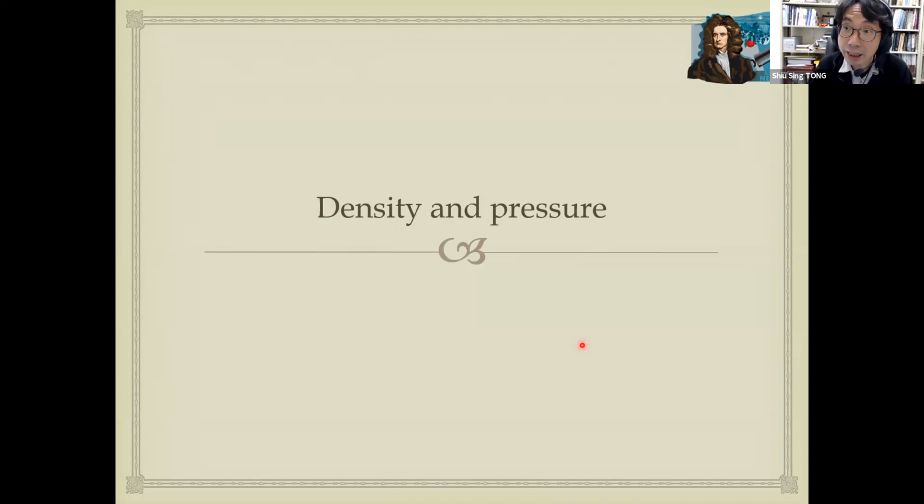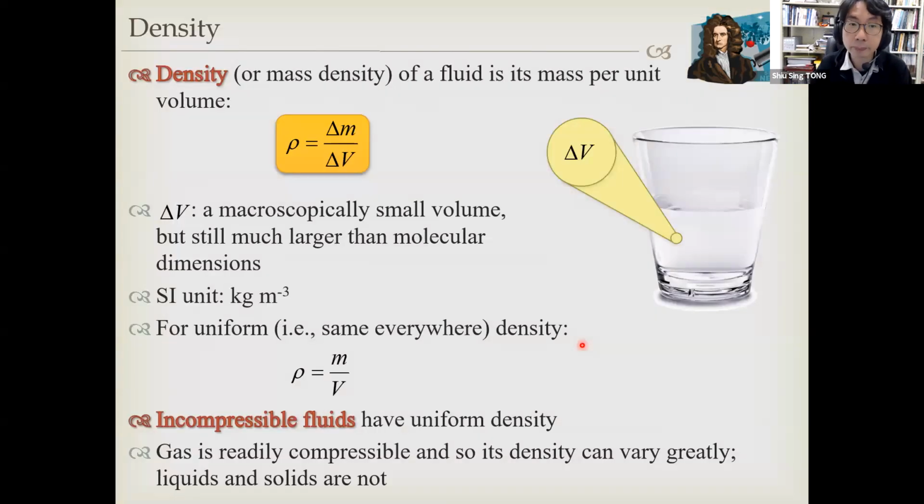First, we discuss density and pressure. I think all of you know about density, right? Density is the mass per unit volume. So if I have a small volume here and I measure the mass of matter in this small volume, I call it delta M. I divide delta M by the volume, delta V. So I have delta M divided by delta V, and I get the density rho.